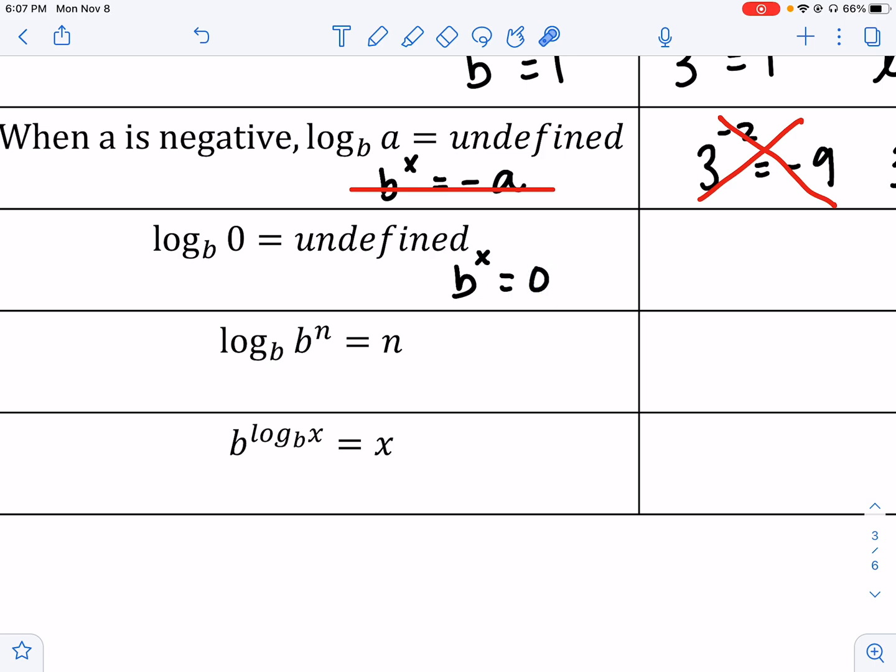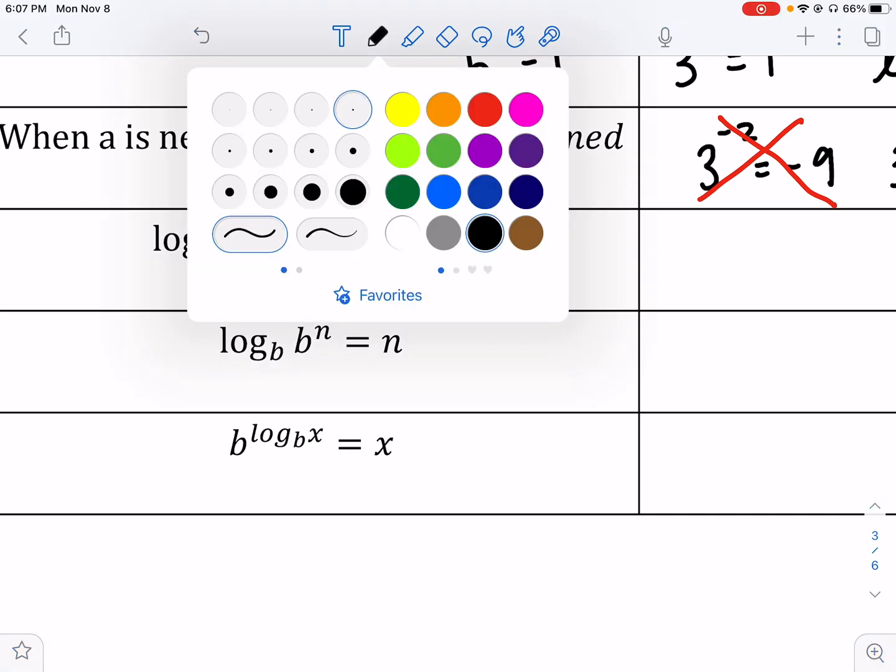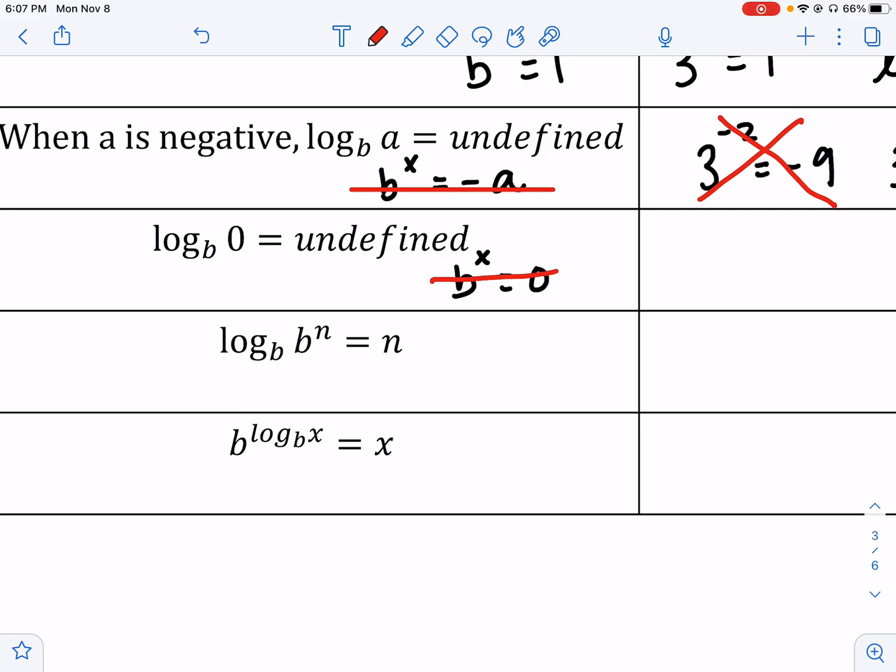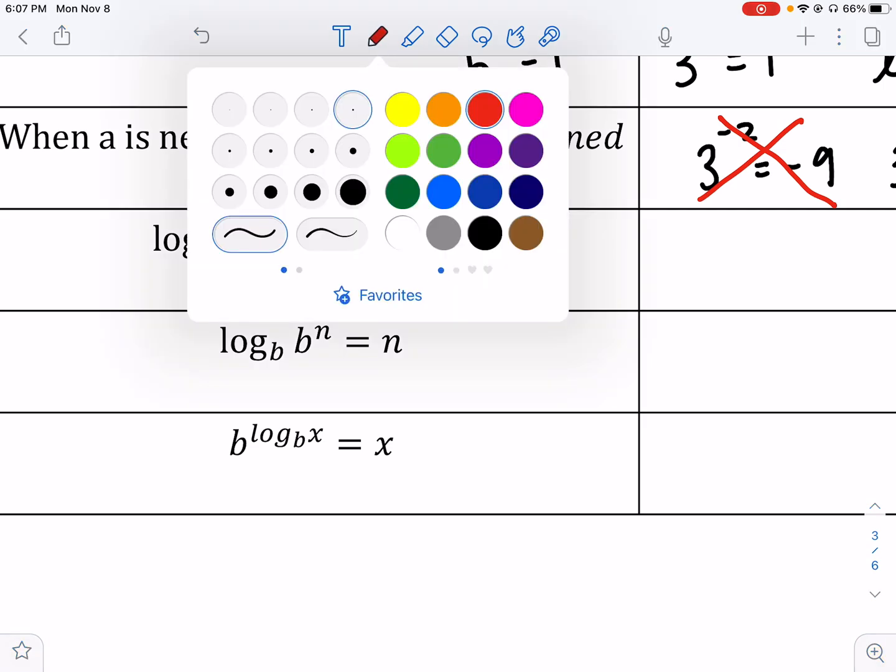The only way that would work is if B was 0, and B is always going to be a positive number, which means greater than 0. So once again, this just can't happen. There's not an exponent that would make it work.